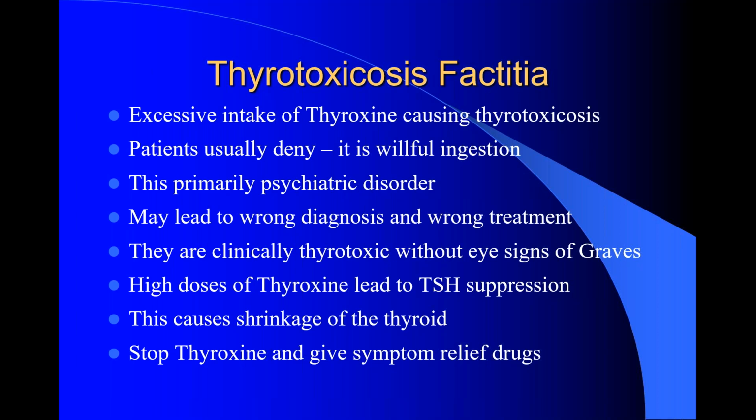These patients have thyrotoxic symptoms, but they don't have signs of Graves because it's not Graves. High doses of thyroxine will lead to TSH suppression, and this will lead to shrinkage of the thyroid gland. In that case, treatment is to stop thyroxine and give symptomatic relief to the patient. So this is in short a few lines, and if asked as short notes, 5-10 lines are sufficient.